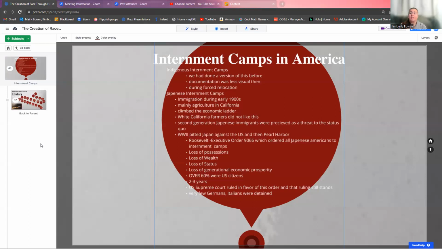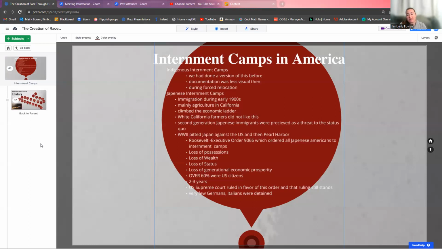I'm going to say that again. 60% of the people that we put in these internment camps were US citizens. They were there for generally 2 to 3 years, and the US Supreme Court even ruled in favor of this order, and that particular ruling still stands.